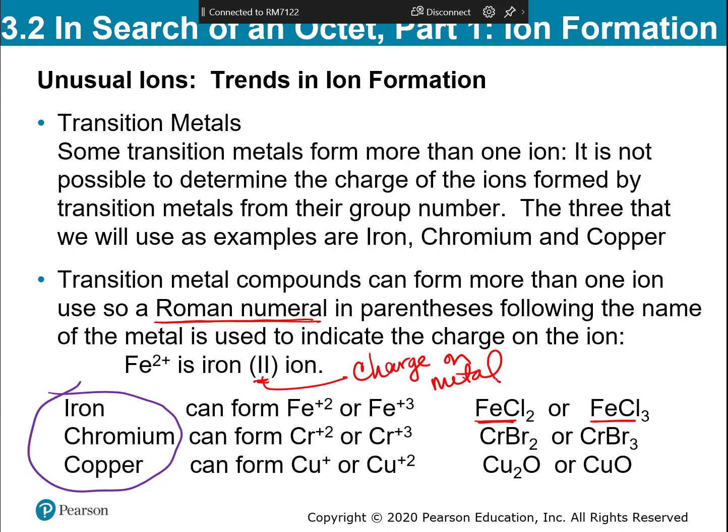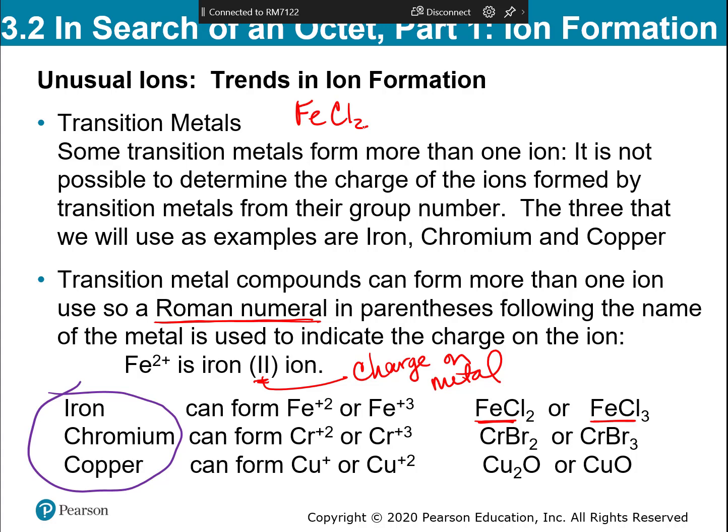But once you know that, you really just solve this exactly the same as you do the other examples that we've been doing. So for FeCl2, you need to figure out what the charge on the iron is if it's not given by the name. So if I see FeCl2, I'm really working backwards to figure out the charge.